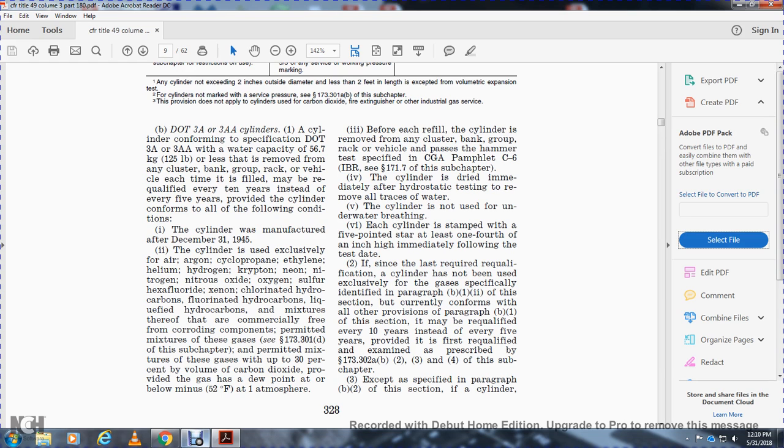And since the last required requalification, the cylinder has not been used for any gas other than those specifically included in paragraph B1-2 of this section, and it currently conforms with the other provisions of paragraph B1 of this section. It may be requalified every 10 years instead of every 5 years.